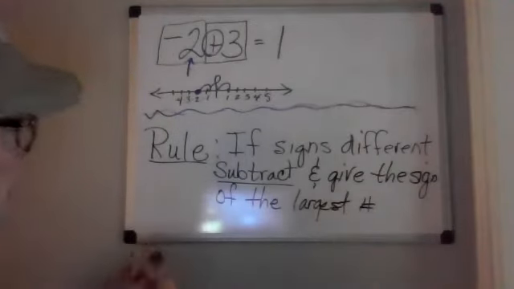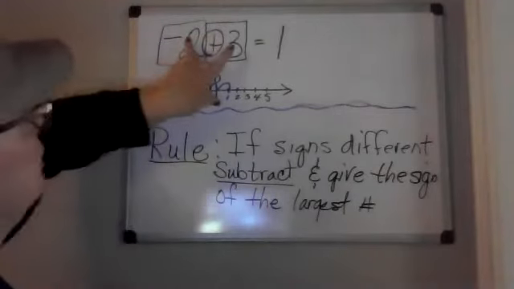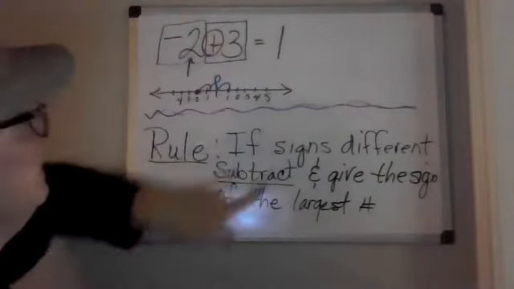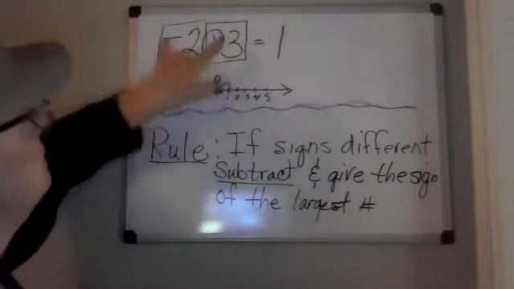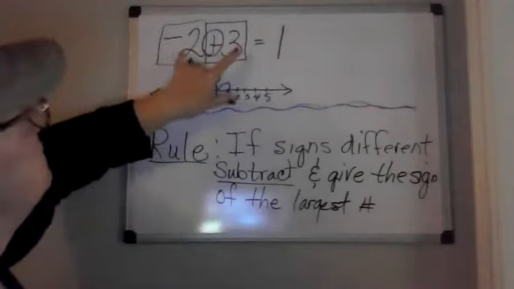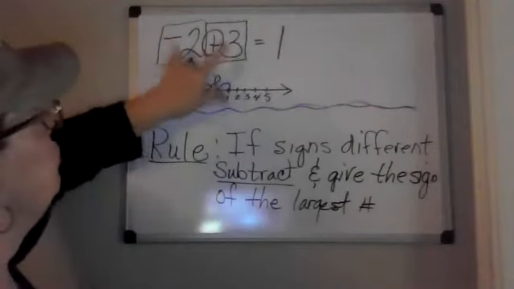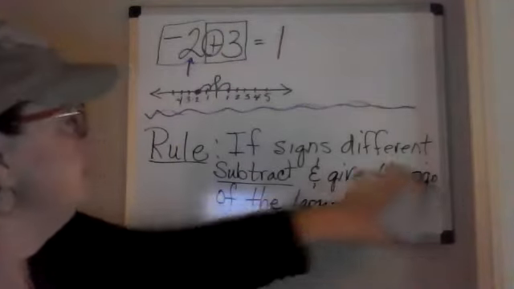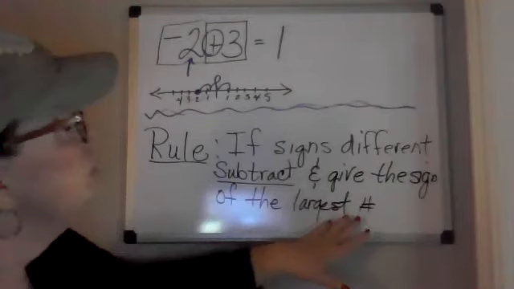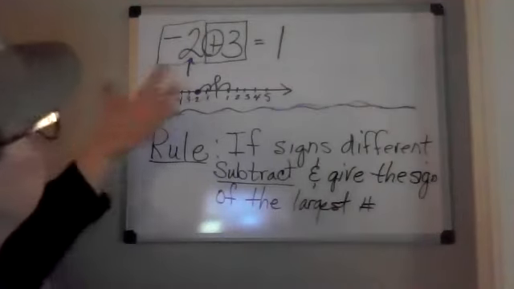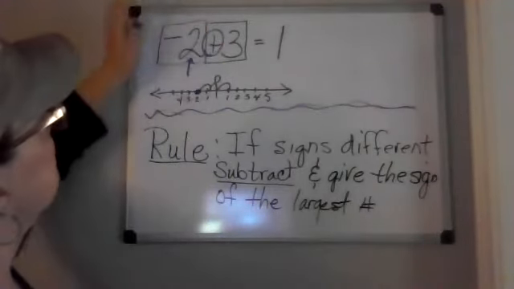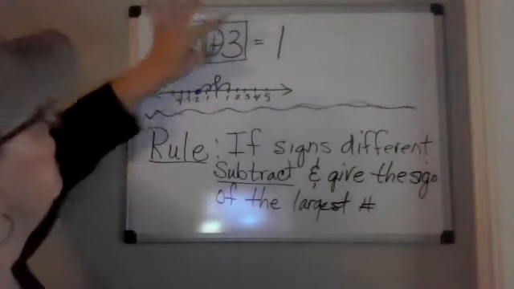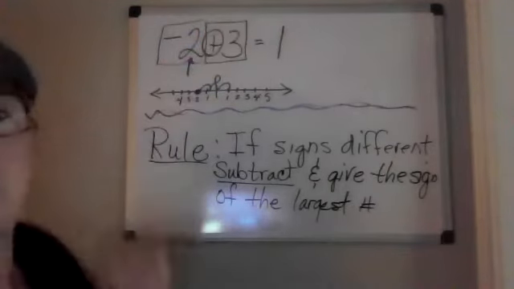So the rule is if the signs are different, which they are in this case, then you think subtract. We know if we subtract these, it's 1, but we don't know what the sign is yet. So you're going to give the answer the sign of the largest looking number. Well, the largest looking number is 3. So my answer is going to be a positive.